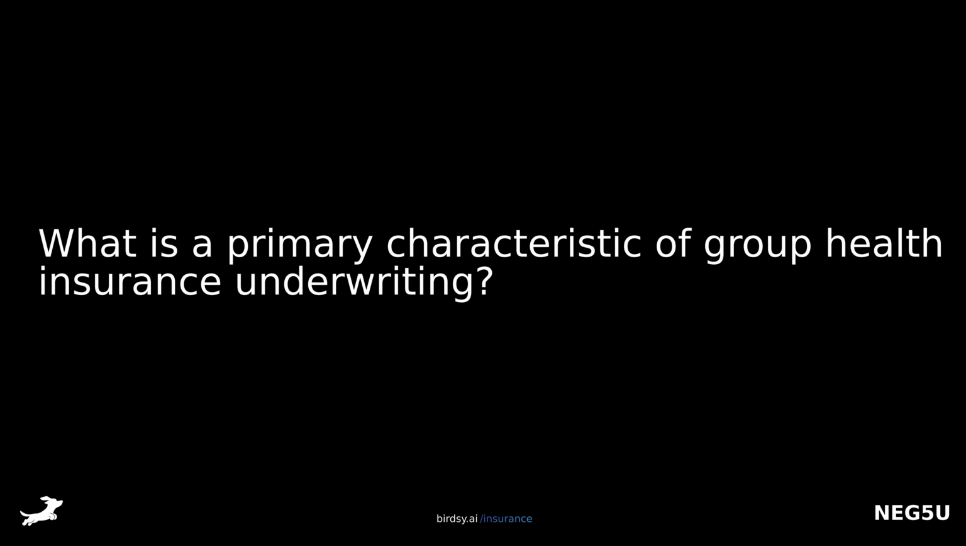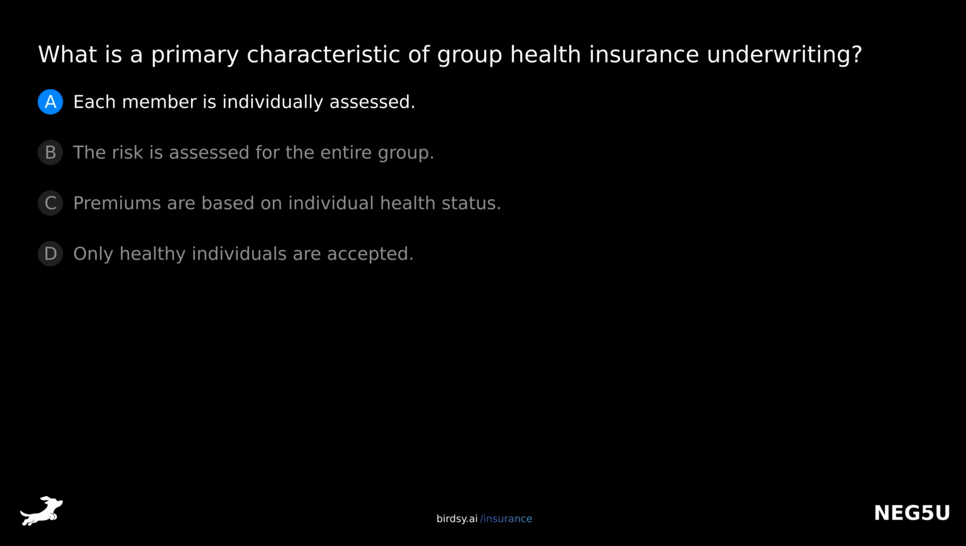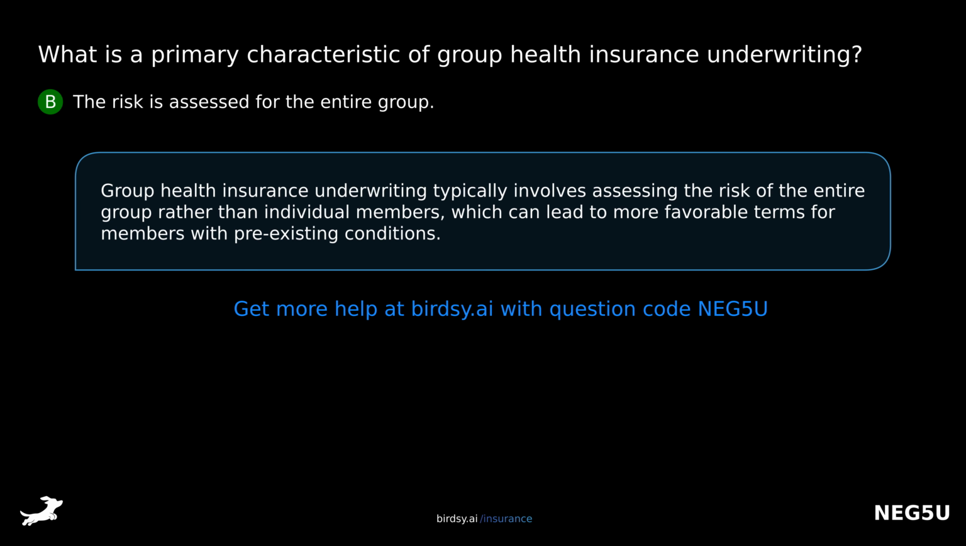What is a primary characteristic of group health insurance underwriting? Is it A, each member is individually assessed, B, the risk is assessed for the entire group, C, premiums are based on individual health status, or D, only healthy individuals are accepted? The answer is B, the risk is assessed for the entire group. Group health insurance underwriting typically involves assessing the risk of the entire group rather than individual members, which can lead to more favorable terms for members with pre-existing conditions.